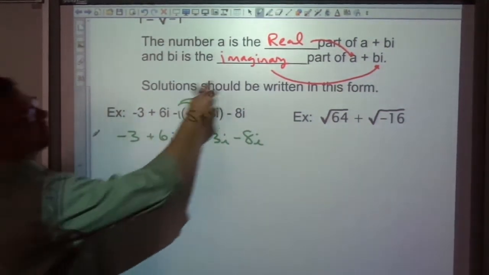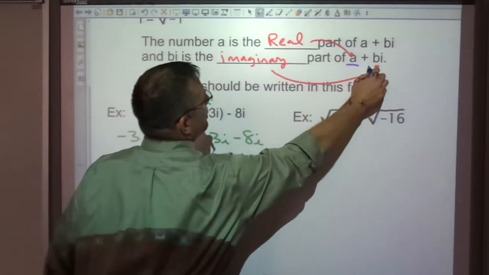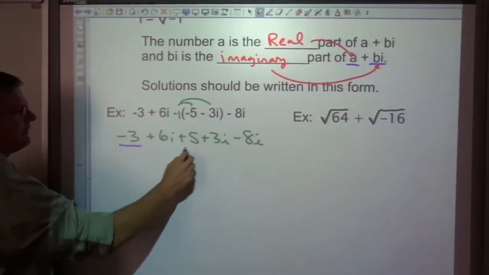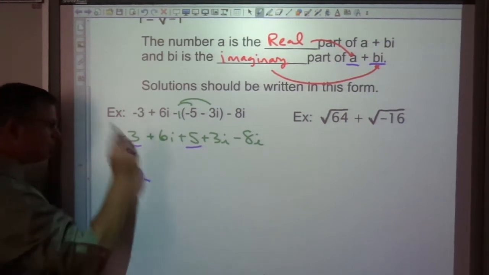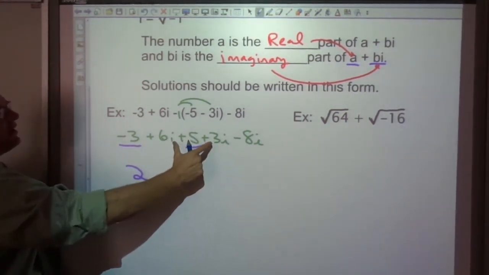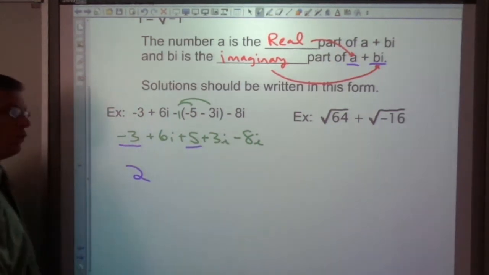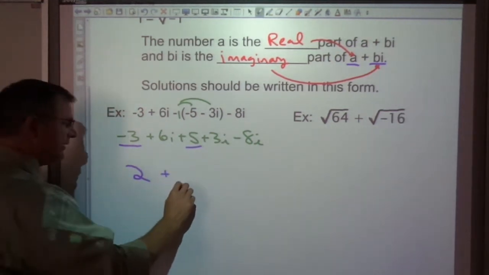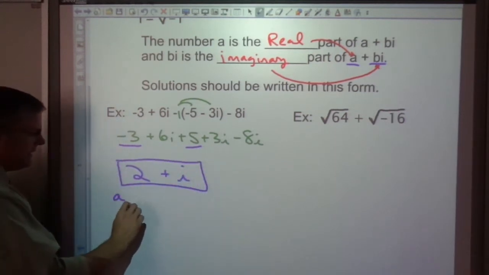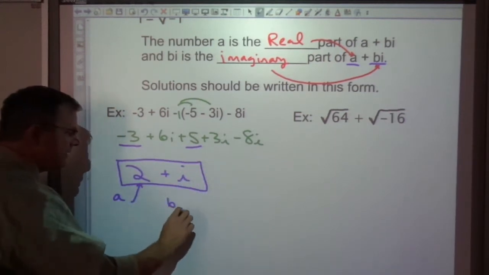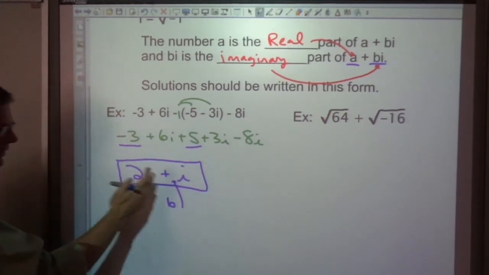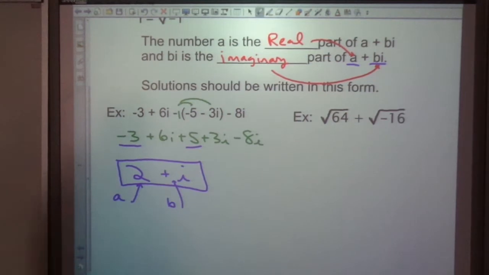Which one comes first? The a comes first. We want it to look like this, so we'll put the real parts together first. -3 plus 5 is 2, and 6 plus 3 is 9. 9 minus 8 is 1, so really we just have 2 plus i. We would say that a is 2 and b is 1, even though we're not writing it. So it's a plus bi, 2 plus i.